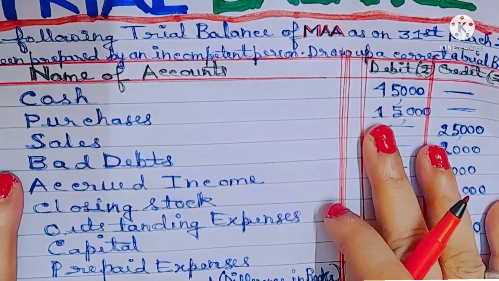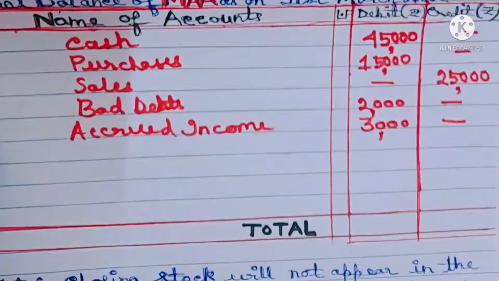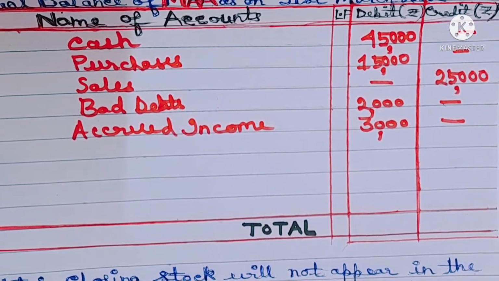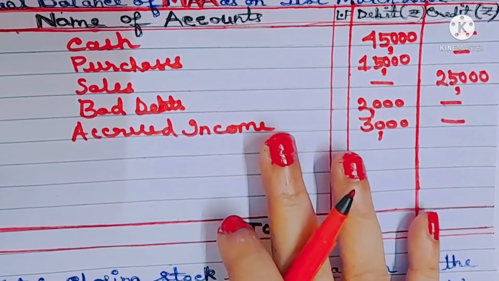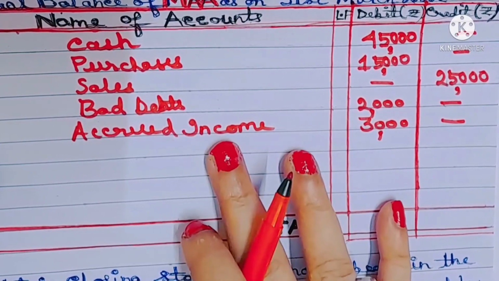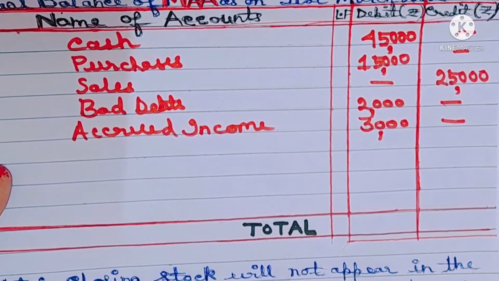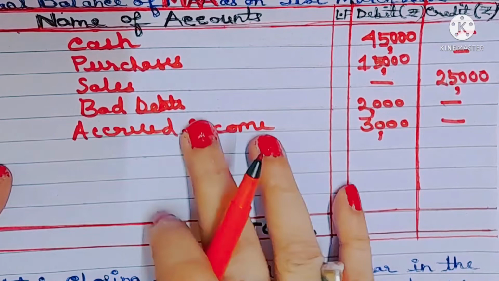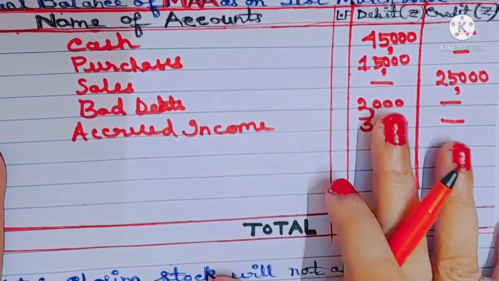Instead, we will write a short note below the trial balance for closing stock. We will write note, closing stock will not appear in the trial balance because it has not yet been brought into account. So you will have to write your note this way if closing stock appears in the trial balance. Okay, if closing stock appears in the trial balance, you'll have to write a short note for closing stock. Why closing stock will not appear in the trial balance, but you will not include closing stock in the trial balance. Okay, so let's see the next account.